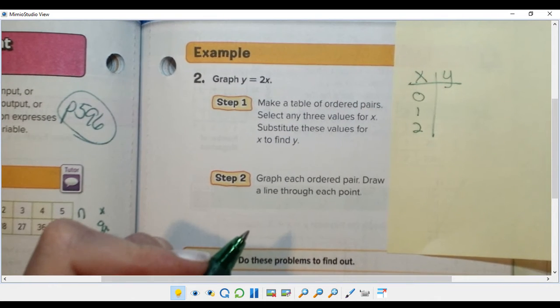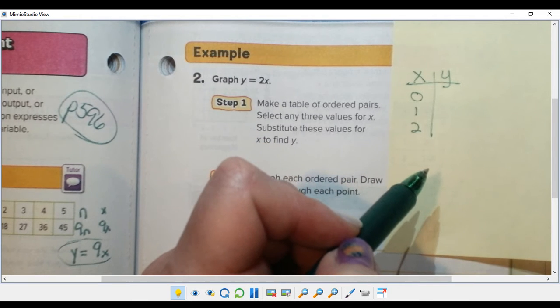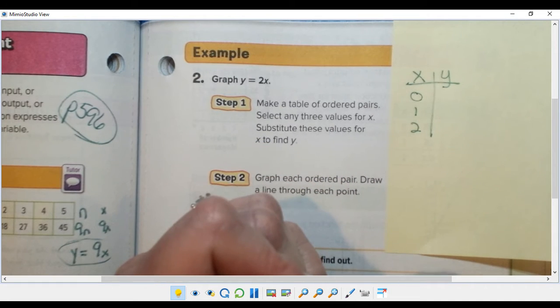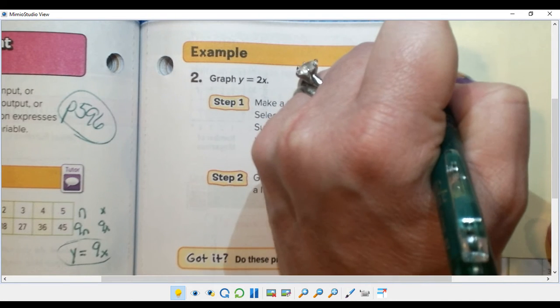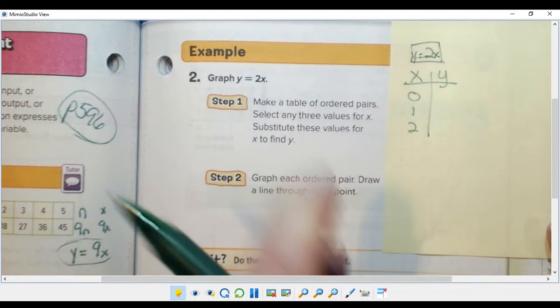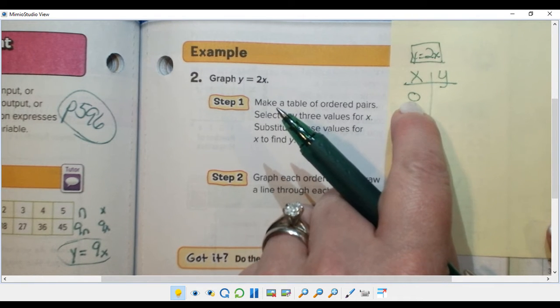And I'll show you an example in a minute where you might actually change those up to fit the equation that you're given. But for our purposes right now, 0, 1, and 2 are always safe bets. Right? Now, if my equation is y equals 2 times x, x is 0. So what's 2 times 0?